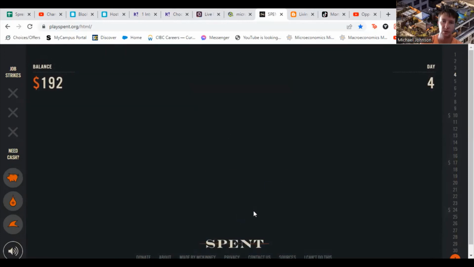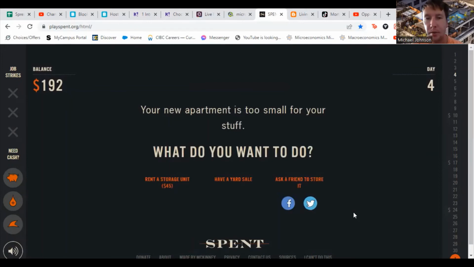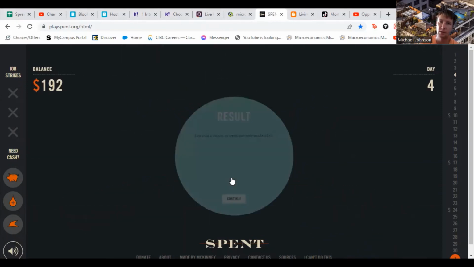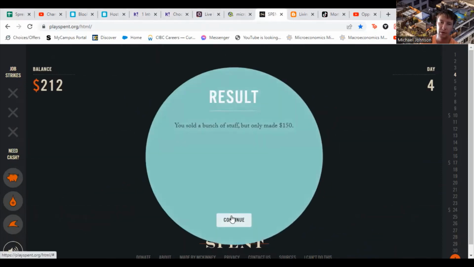So we're far away from the job, so more money on commuting. Your new apartment is too small for your stuff. What do you want to do? Rent a storage unit, have a yard sale, or ask a friend to store it. So it won't let me select ask a friend to store it, so let's say I have a yard sale. We only made $150 selling it.